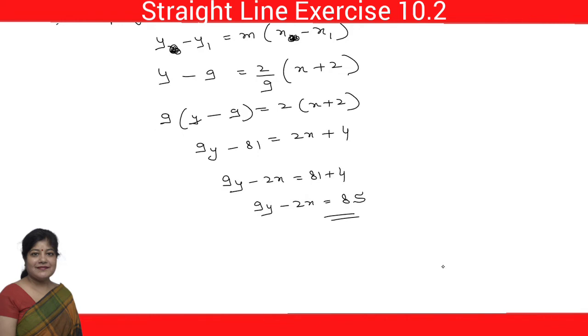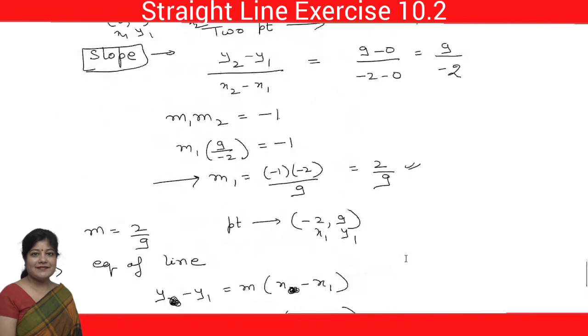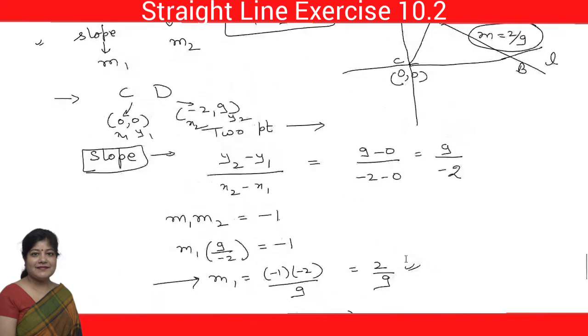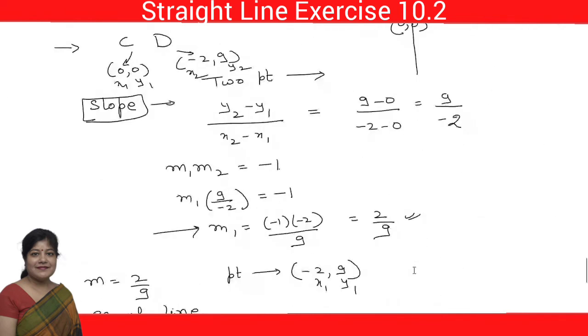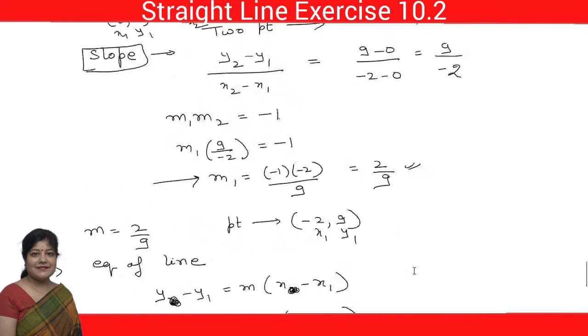Check the answer from the back. Yes, I'll check. 2x minus 9y plus 85. Correct. Just note it down, from the 2 points formula, from here.